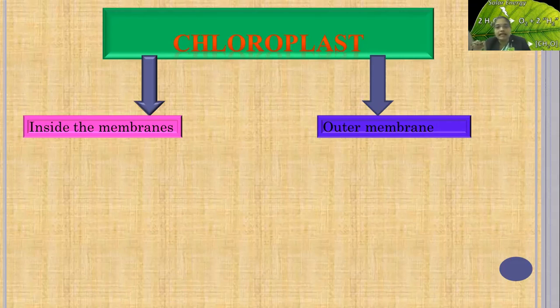There are disc-like plates present, and all these plates are known as the grana. The grana are connected to each other by tubules, and the tubules are known as stroma lamellae. They are also known as intergrana, or also as the Fret membrane, F-R-E-T. Fret membrane, intergrana, or stroma lamellae.